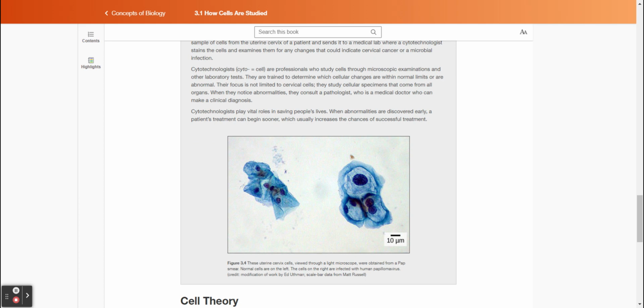Cytotechnologists play vital roles in saving people's lives. When abnormalities are discovered early, a patient's treatment can begin sooner, which usually increases the chances of successful treatment.